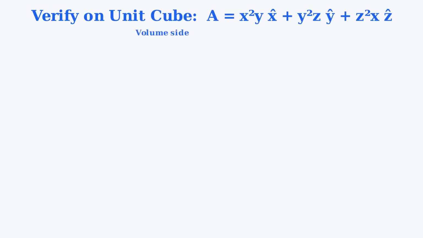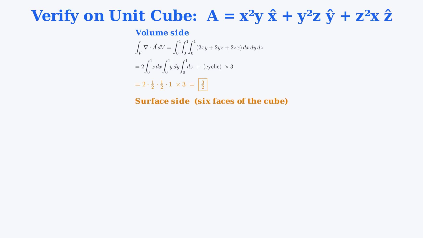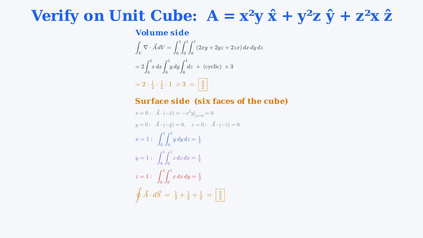Worked example 1, a unit cube. Let A be the same field we have been carrying since PS05, x squared y x hat plus y squared z y hat plus z squared x z hat. Take V to be the unit cube, x, y, z, each between 0 and 1. We will compute both sides of the divergence theorem and check they agree.